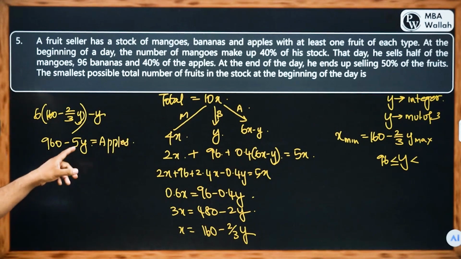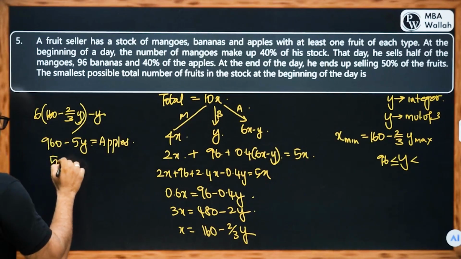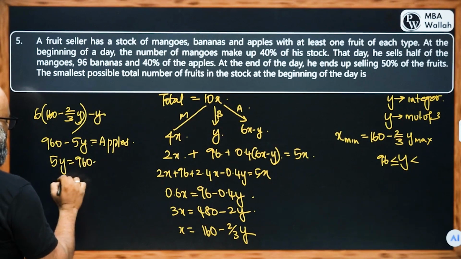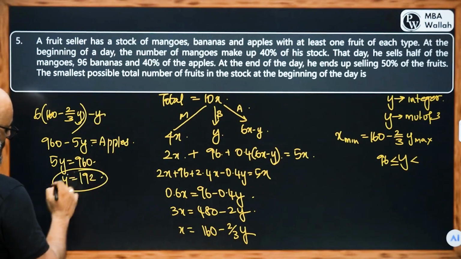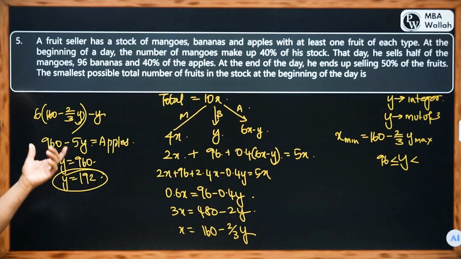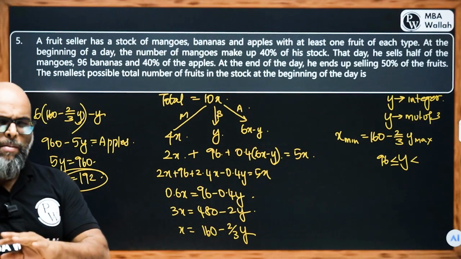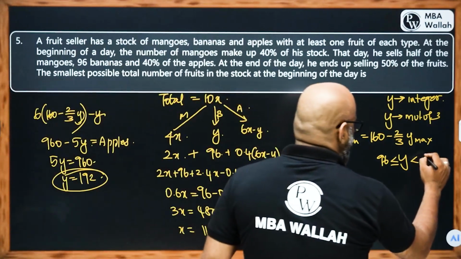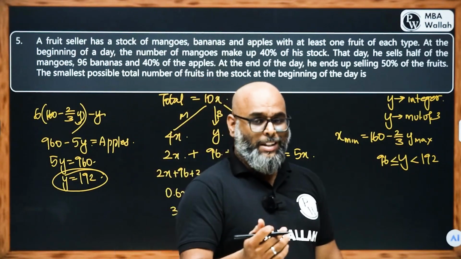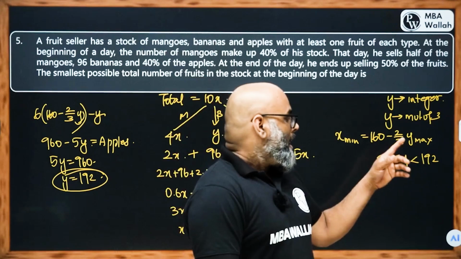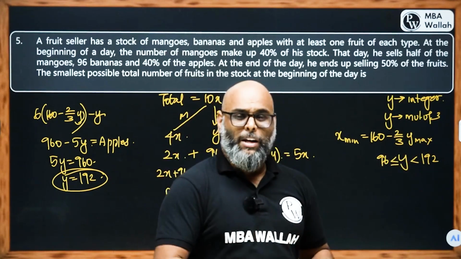Now if I put for some value of y, this thing becomes 0, or 5y equal to 960, y is equal to, divide this, 192. So if I put y equal to 192, number of apples becomes 0. Can't happen. Which means y maximum value is 192. Can't go beyond it. Can't be 192. Has to be less than 192. Has to be a multiple of 3 less than 192. 192 itself is a multiple of 3.